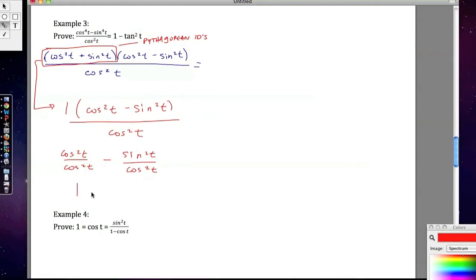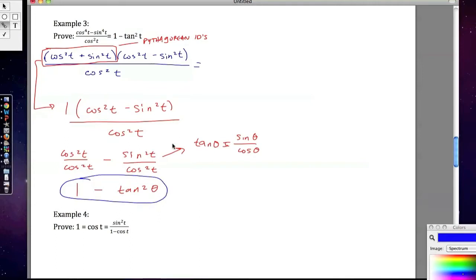So this right here is going to be equal to 1, and this is going to be minus, and we recall that tangent theta is equal to sine theta over cosine theta. And so this is going to be tangent squared theta. If we see what we end up with after we reduce, it's actually what we wanted: 1 minus tangent squared t, or theta. So we're done there. The trick here was the factoring, then the splitting of the fraction into two pieces.